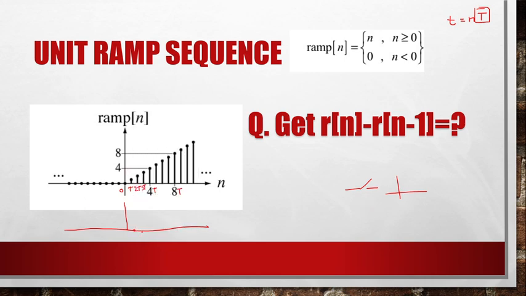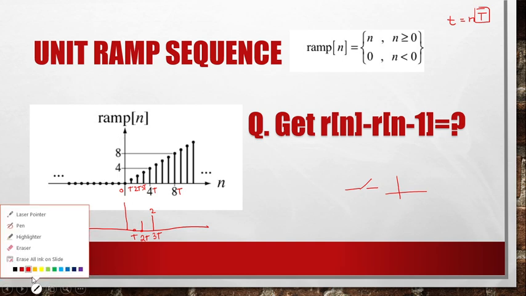It will be 0 at t, at 2t it will be 1, at 3t it will be 2. So in this way, if you just subtract, what are you going to get? Let me draw it for your clear understanding.